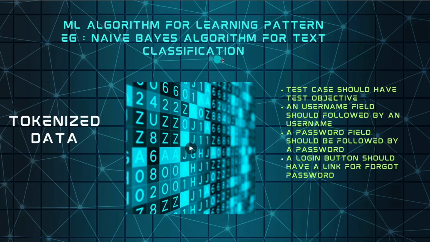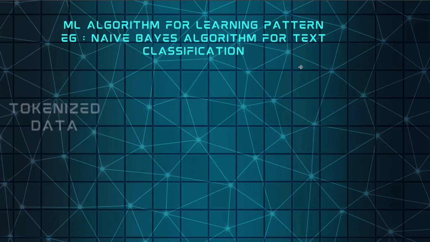Now how does it try to learn? That this test case should have a test objective. It should have a username field, followed by a username. A password field should be followed by a password. A login button should have a link for forgot password. Just to clarify, I am only trying to visualize this as an example. There are a lot of things that happen in the background, the calculation and the formatting to create this template. It might be a complex algorithm as well. I am just putting it in very simple words.